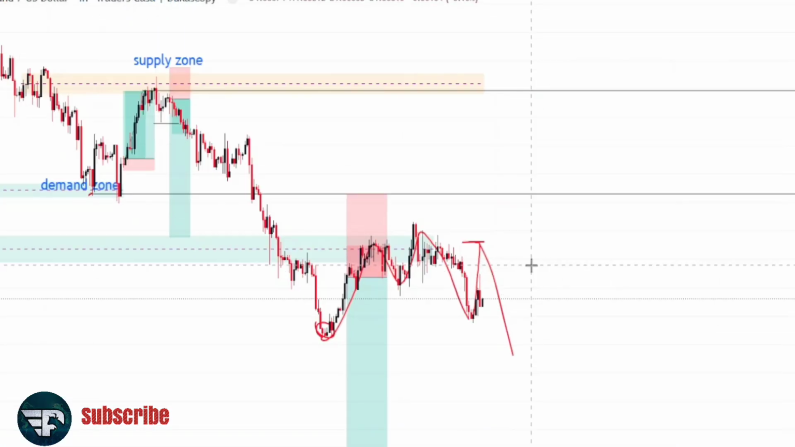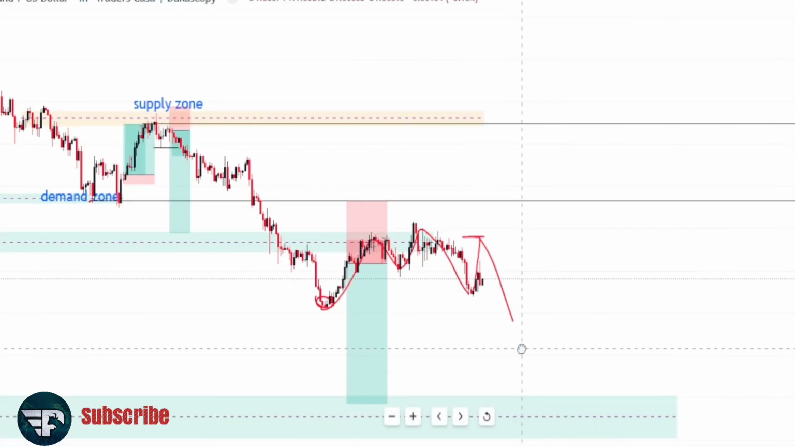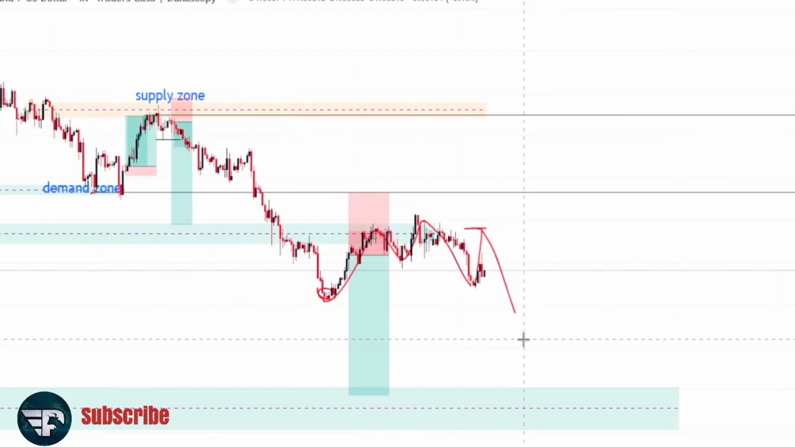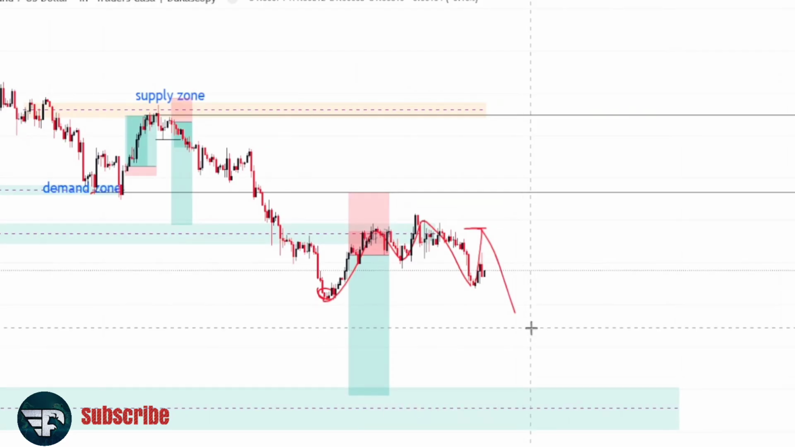Okay, so guys, this is how to apply supply and demand to trade the market. You need to mark the supply and demand zones, know where price is targeting. Okay, and if price gets into the zone, look for confluence around the place and then pick your trades.